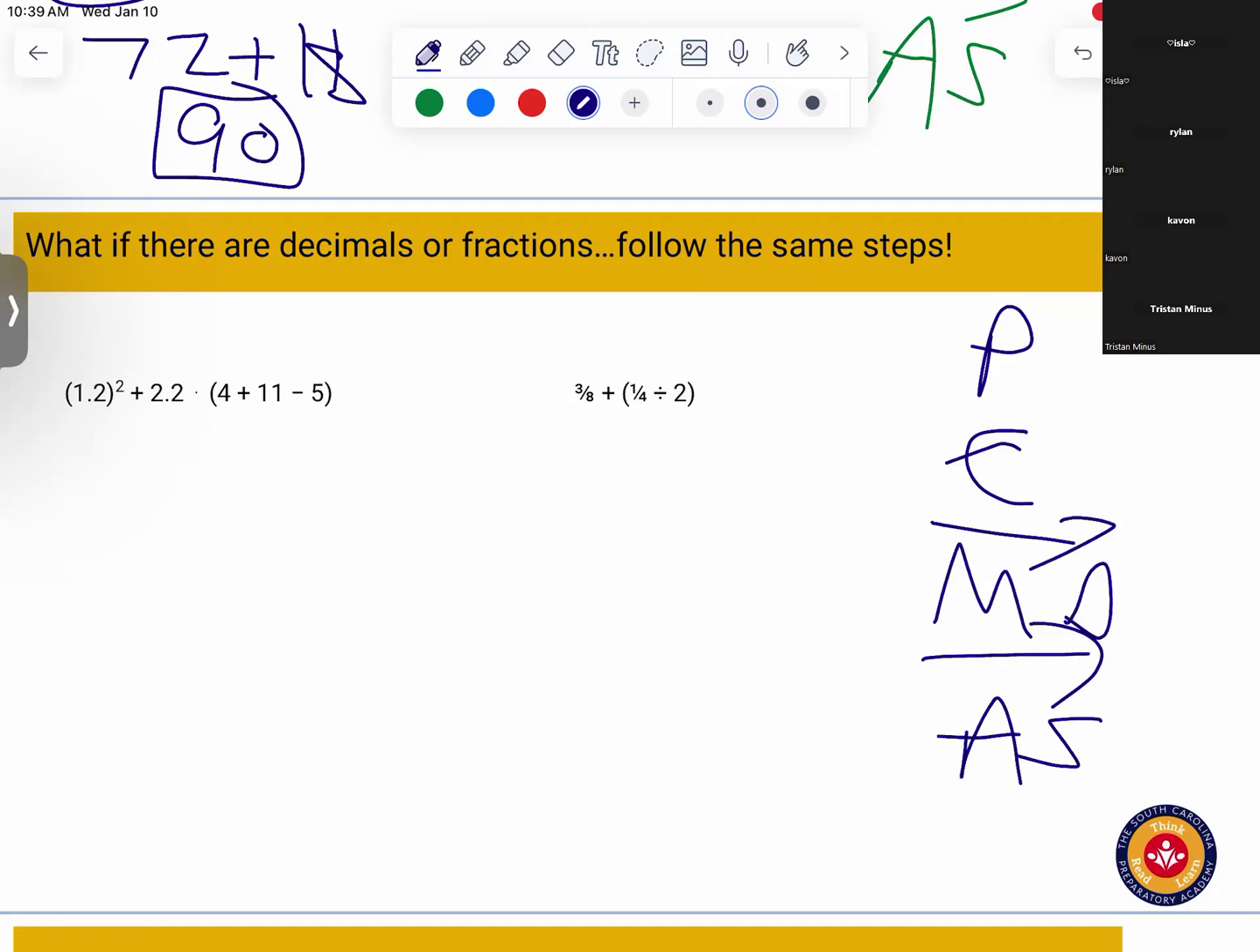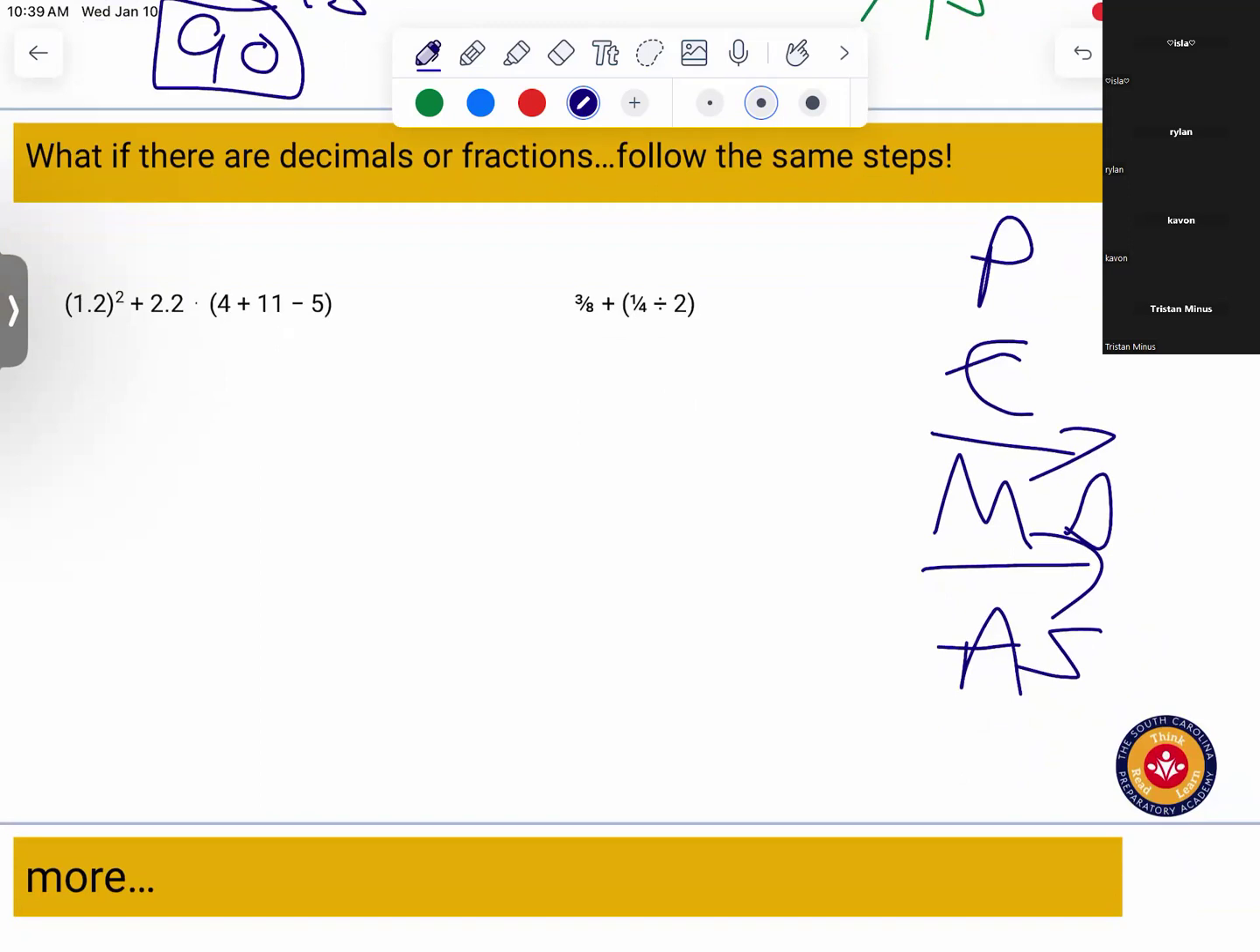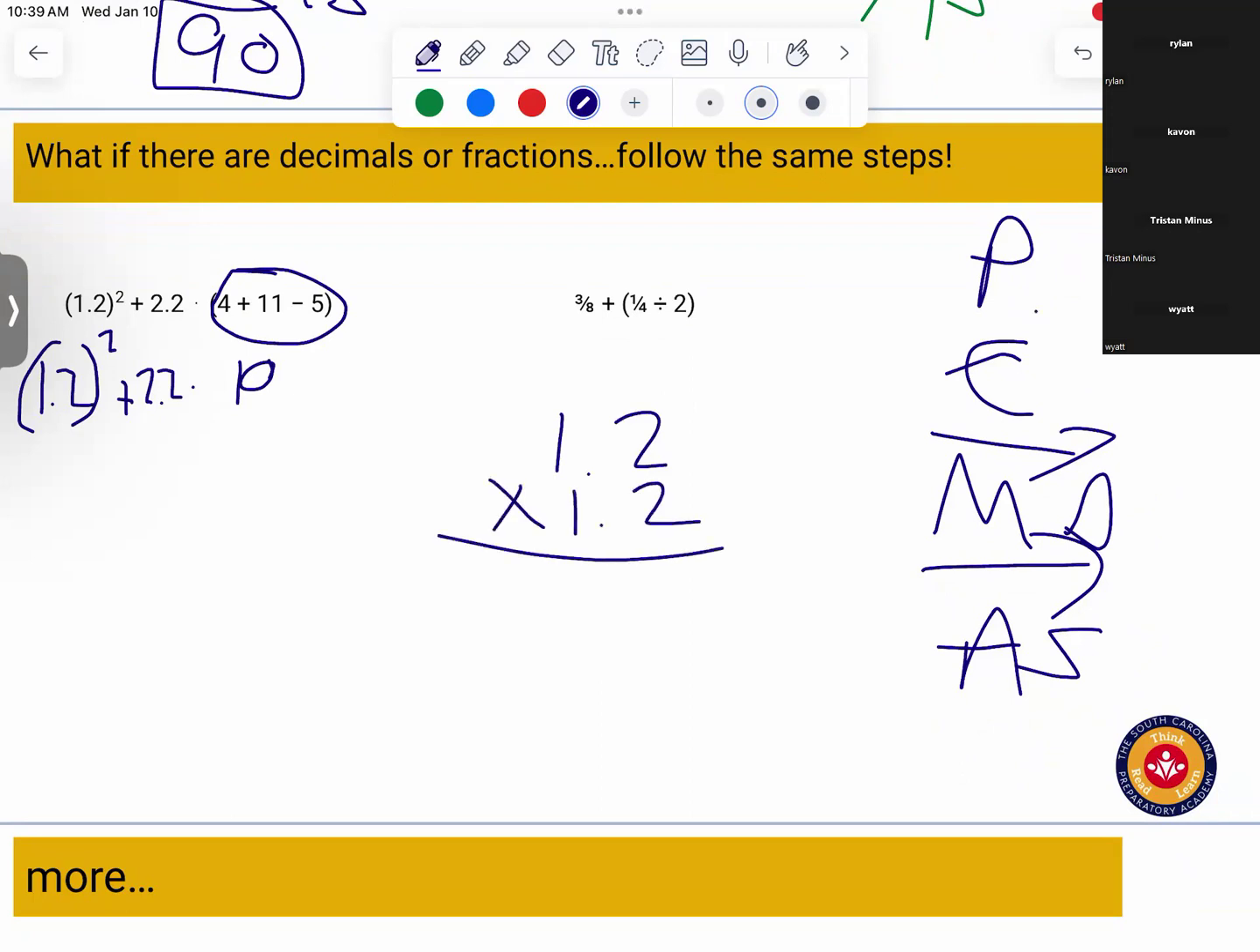So I'm going to kind of just work through these really quickly. You see what I'm talking about. So here we're inside these parentheses first. 4 plus 11 is 15, minus 5 is 10. Just kind of write out what I'm doing here. So we got 1.2 to the second power plus 2.2 times 10. So 1.2 to the second power, that's an exponent, right? So that's going to be 144, 12 times 12, 2 decimal places in the problem, so 2 in the answer.